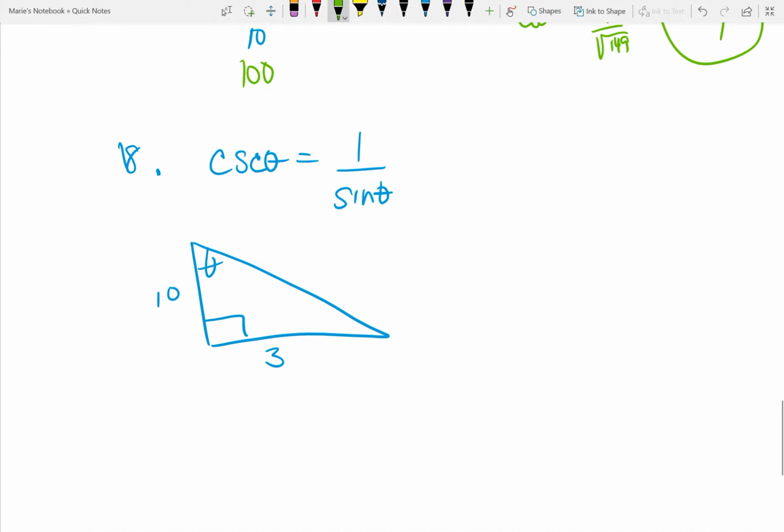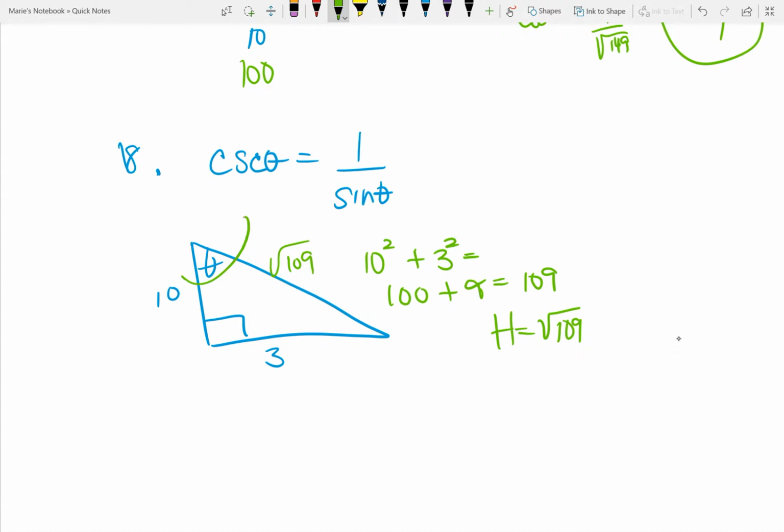And if I were to again square both sides, 10 squared plus 3 squared gives me 109, right? Because 100 plus 9 totals 109. And so my hypotenuse is going to be equal to the square root of 109. So if I do sine of theta, SOH, opposite over hypotenuse, I end up with 1 over 3 over square root of 109. And again, I'm looking for cosecant, so I'm going to keep change flip, and I end up with square root of 109 over 3, which is answer choice C.